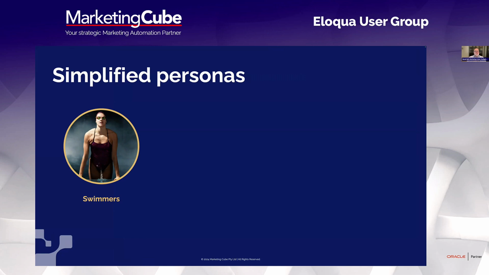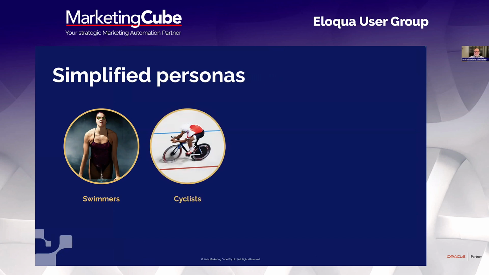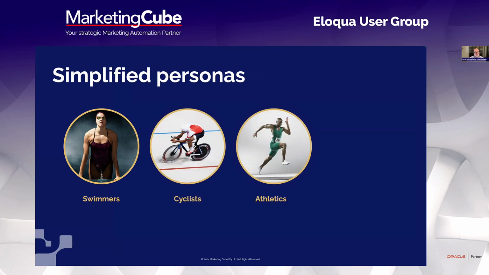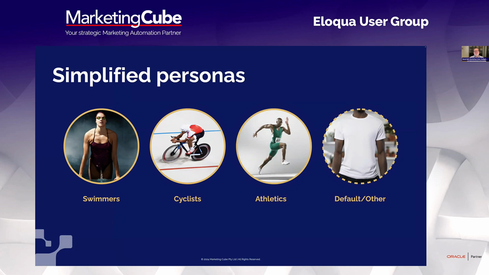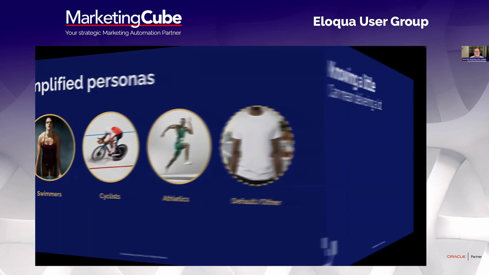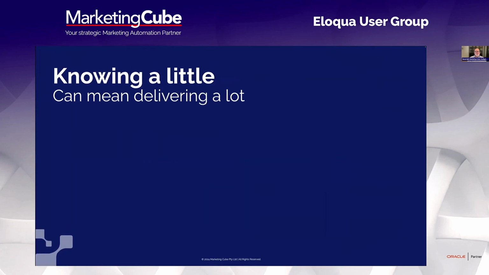Working on our Olympic theme today, I thought I'd choose some simplified personas. So we have swimmers, we have cyclists, we have athletics, and don't forget, Eloqua always provides you with a default. So we need a default in this scenario as well. Let's not get bogged down in any debates about personas. You can say that these are arguably not personas, but we're looking at a simplified model here. A very simple model, and I'll explain it in a bit more detail in just a moment.